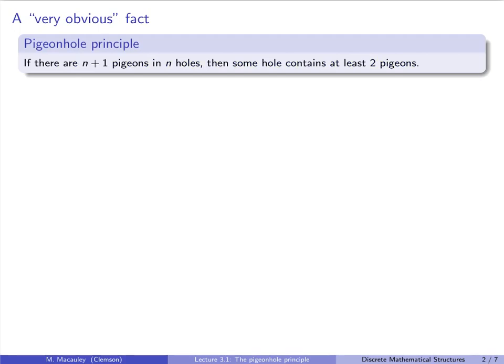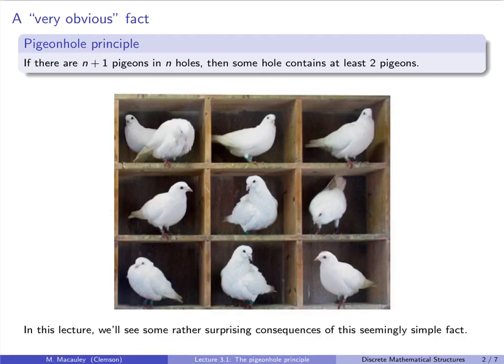The pigeonhole principle is something that is usually stated without proof because it is very obvious. It says that if there are n plus 1 pigeons in n holes, then some hole contains at least 2 pigeons. So of course a picture is worth 1,000 words. Here you go. This is not a proof, but it is an illustrative example.